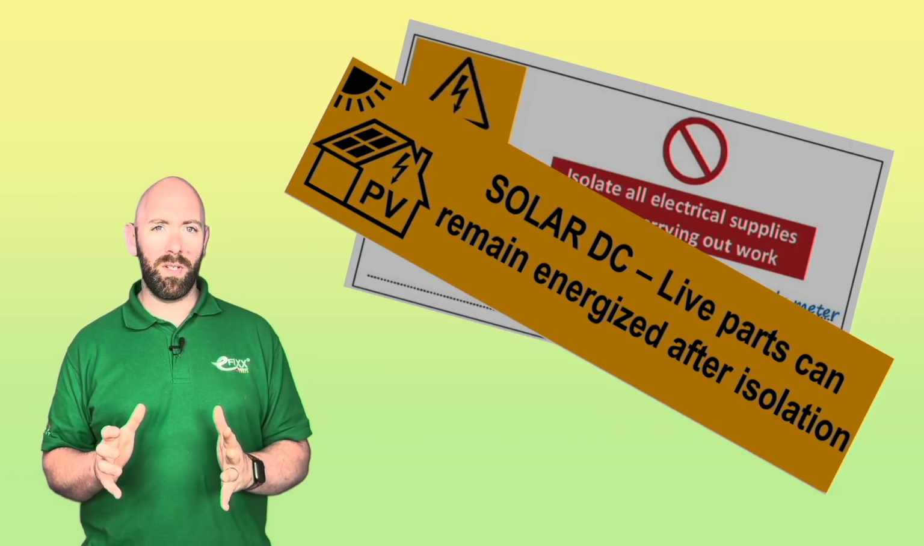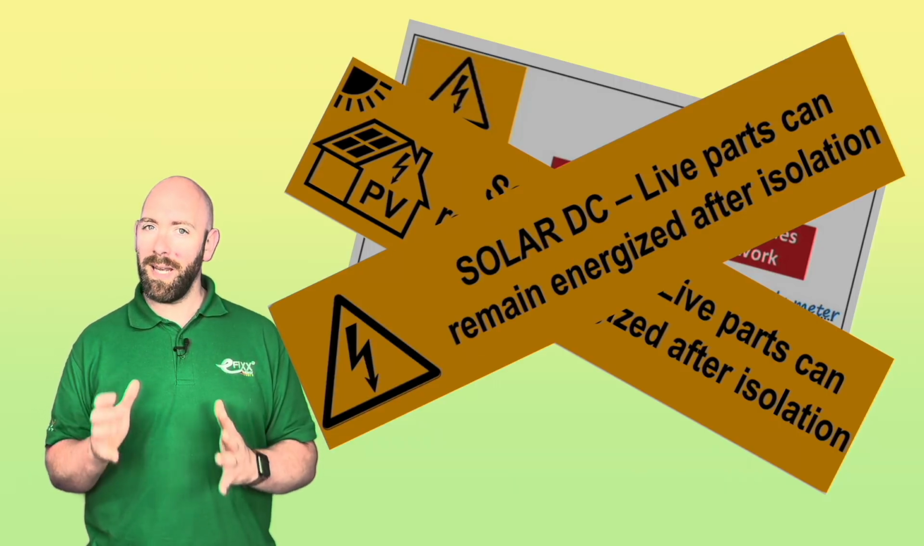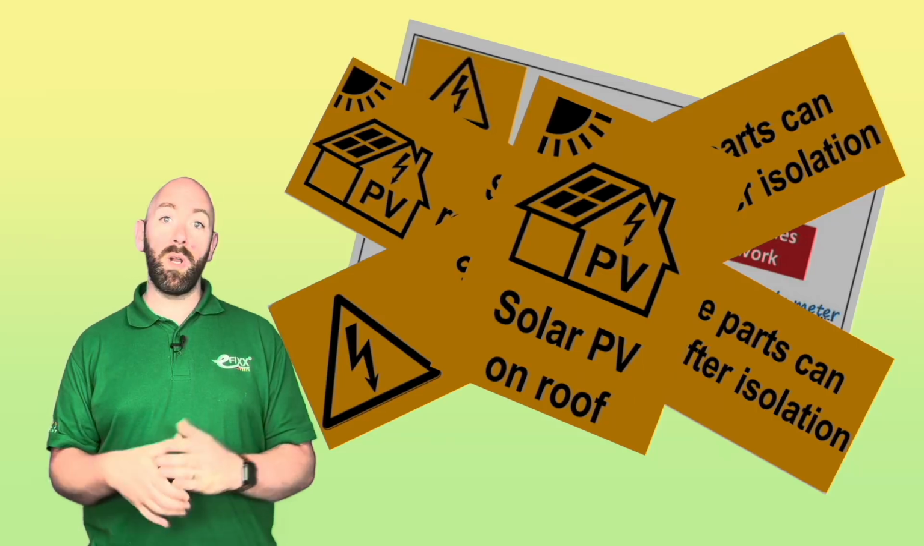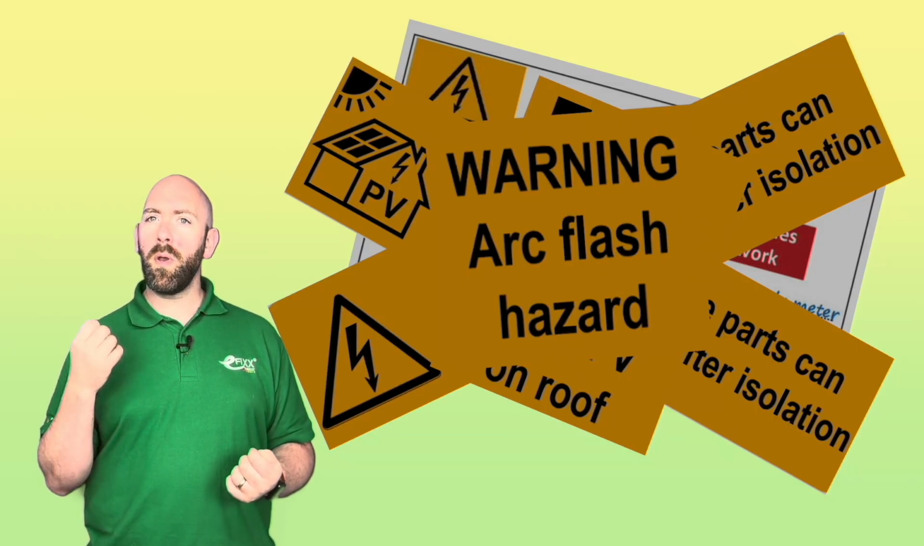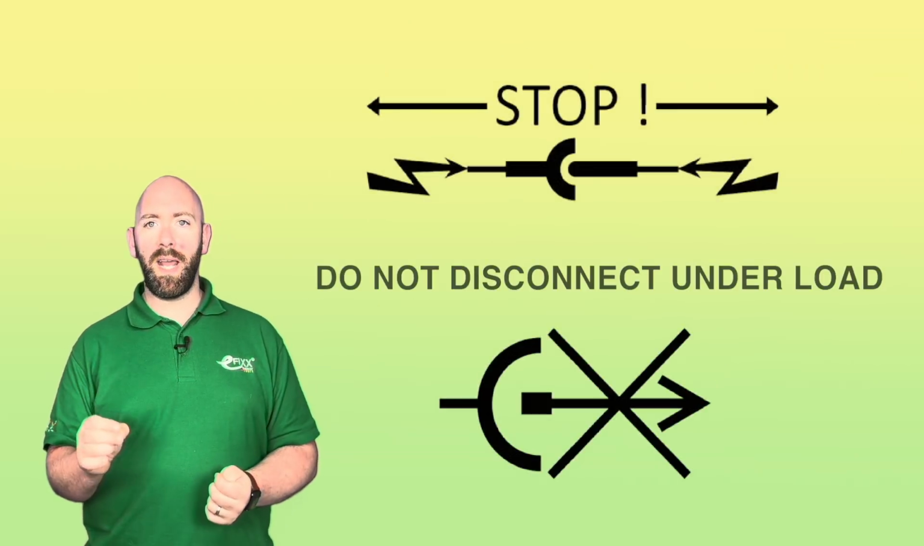These instruction notices warn us that solar PV is on the roof and that live parts can remain energised after isolation. Depending on the location, we may need to install additional labels. But one of the most important labels to take note of for me is this one. Do not disconnect under load.